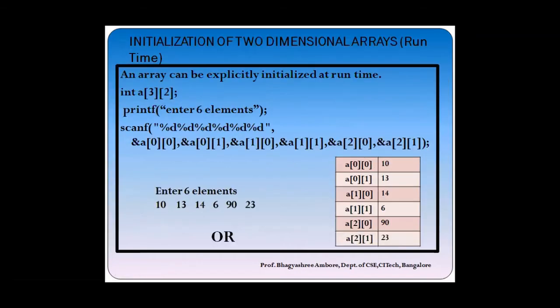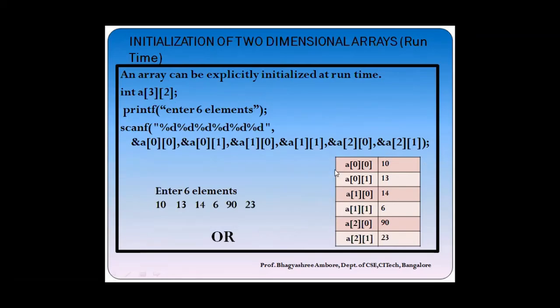Now we'll see assigning values at runtime. I said there are 2 ways of assigning. First one is compile time, another one is runtime. Compile time, you have understood all 5 methods. Now we'll start with the runtime, how to assign the values at runtime. Now I have done a declaration int A of 3, 2. That means 3 rows, 2 columns.